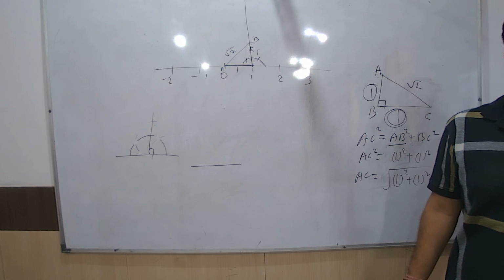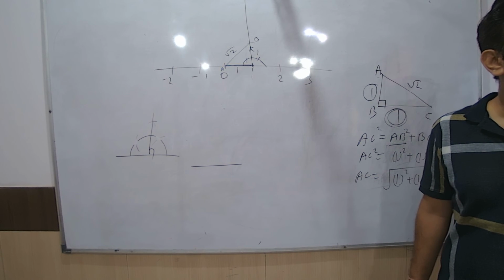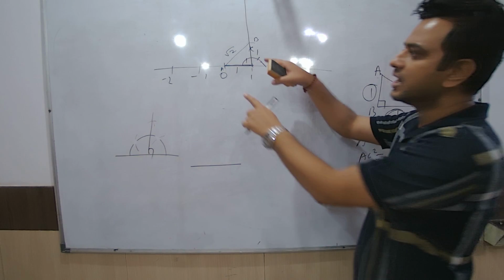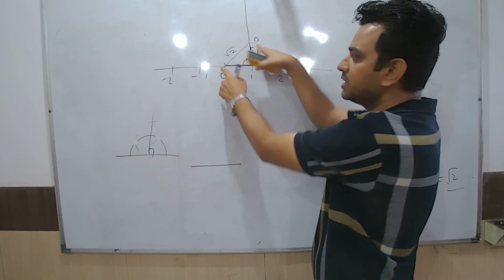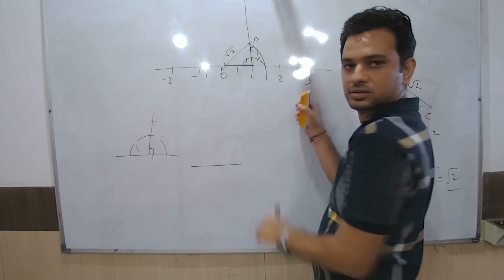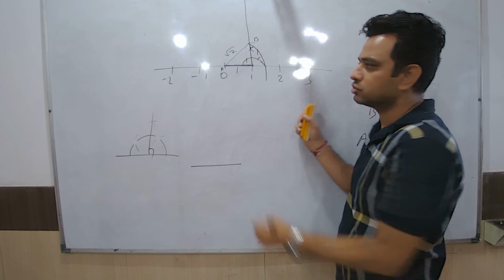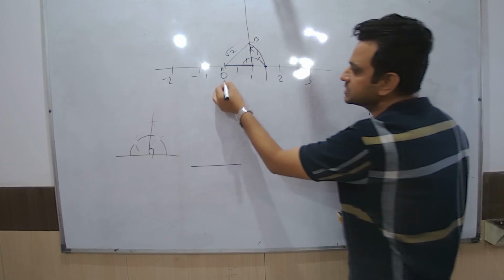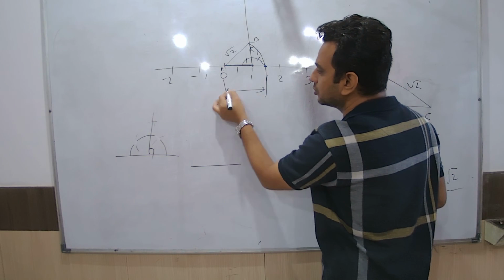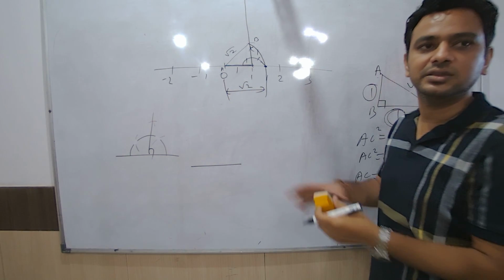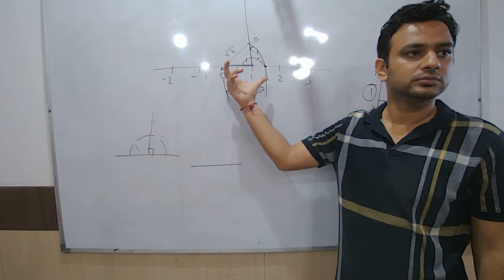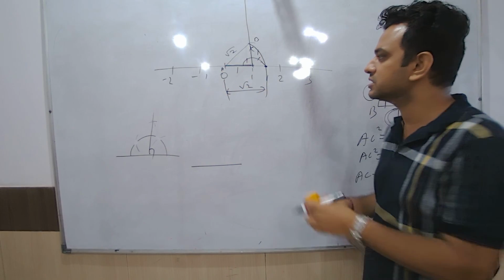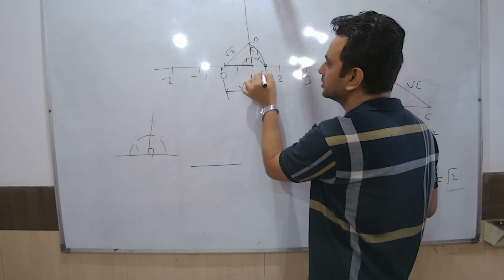Okay, but we want this length on the number line. We don't want it here. So can I take an arc of this length and draw an arc? Okay, so this will cut the number line here. So can I say this length will be root 2? Because this arc was root 2, right? Got it? So this length will represent root 2. So this is the point where root 2 will lie.